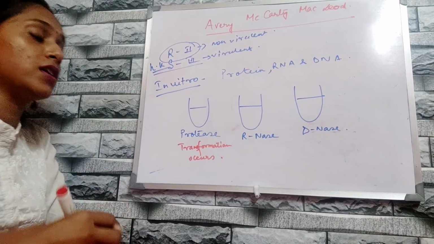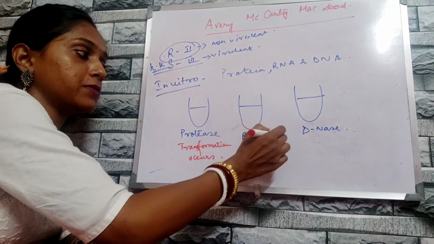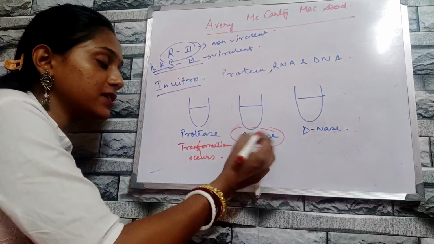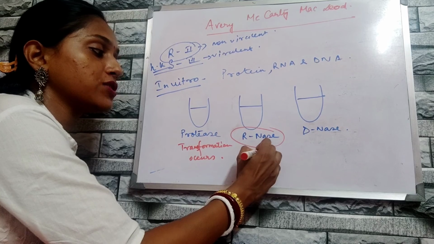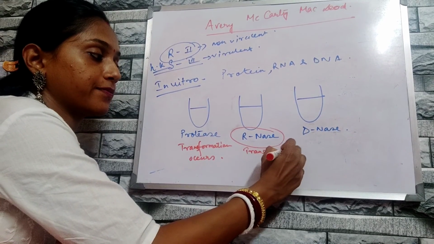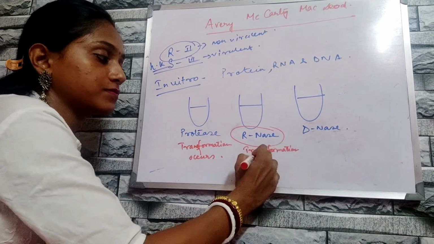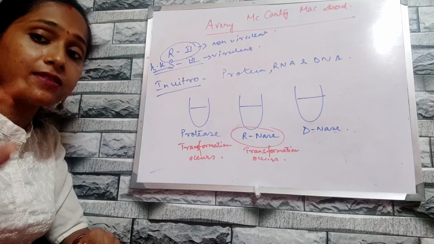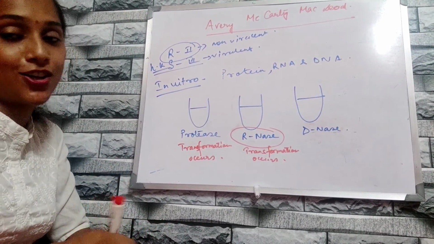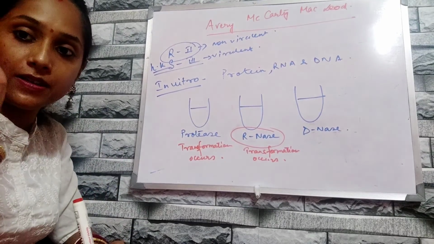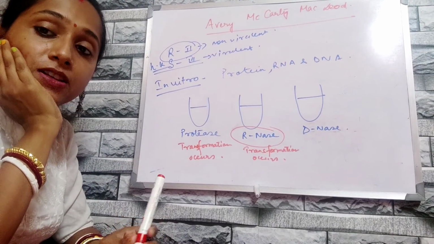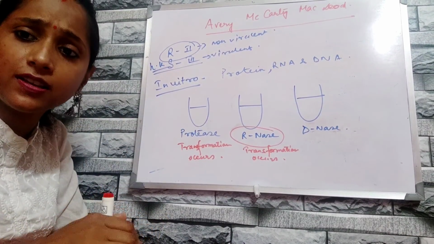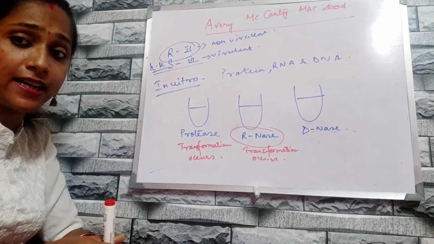Second, they performed the same experiment with RNase, the RNA digesting enzyme, and similarly they saw that the transformation was again happening. That means it is evident that RNA is also not the genetic material, because if it had been, the transformation wouldn't have happened, since RNA is totally digested by RNase.